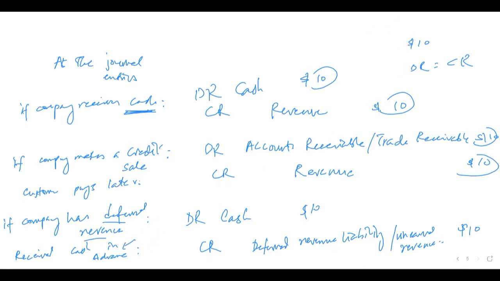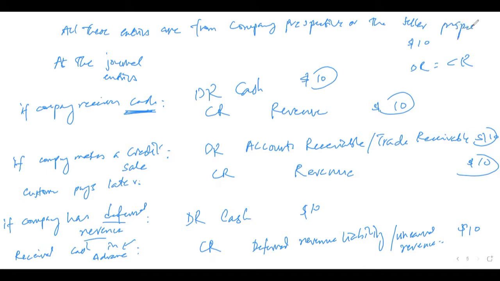Now, all these entries are from the company perspective, or the seller perspective. The perspective is very important in financial accounting. So we will move on to one more entry, an extension of the deferred revenue entry, in the next slide.